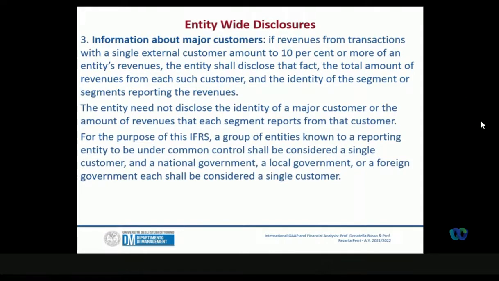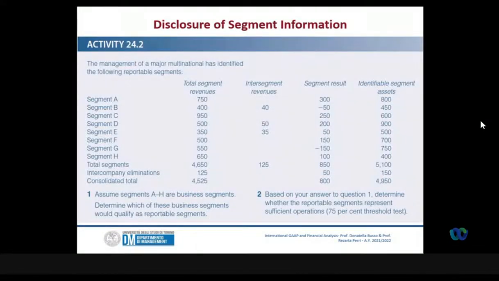Also, for the purpose of IFRS 8, a group of entities known to a reporting entity to be under common control shall be considered a single customer, and the national government, a local government, or a foreign government, each shall be considered a single one.